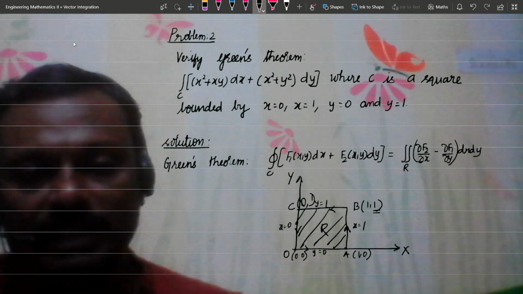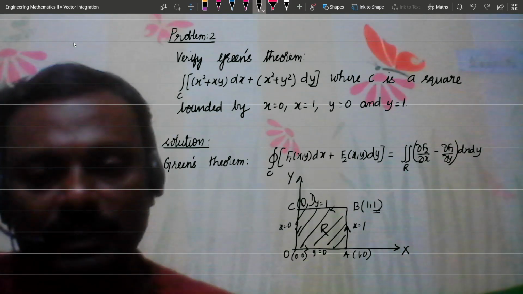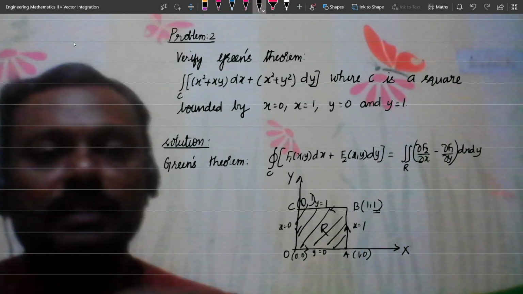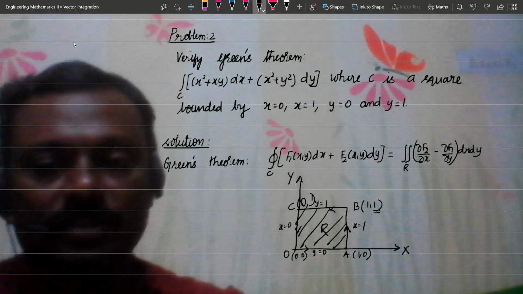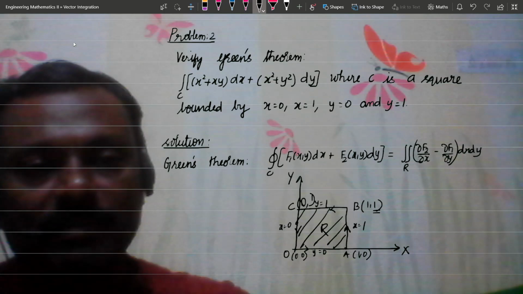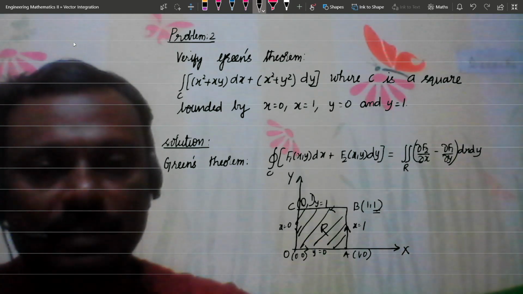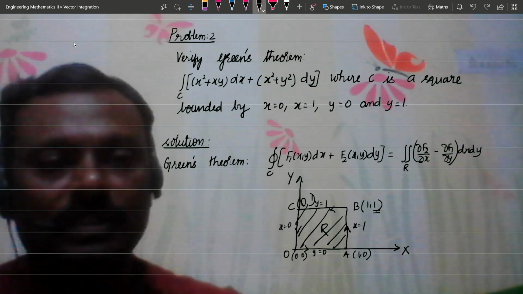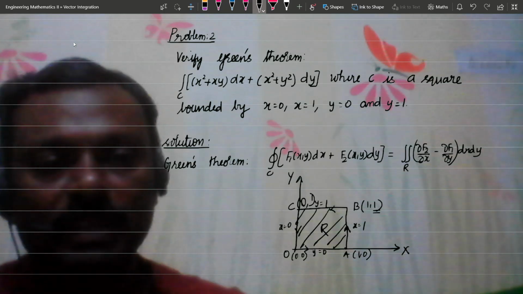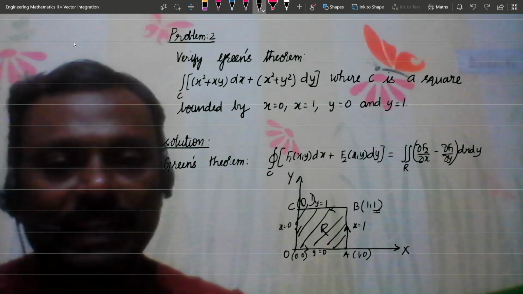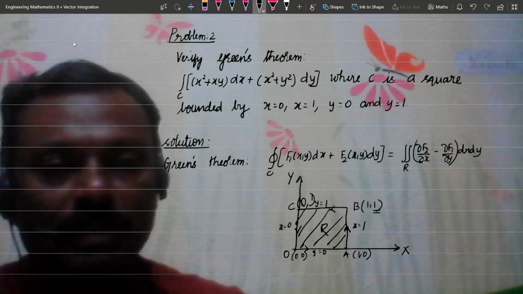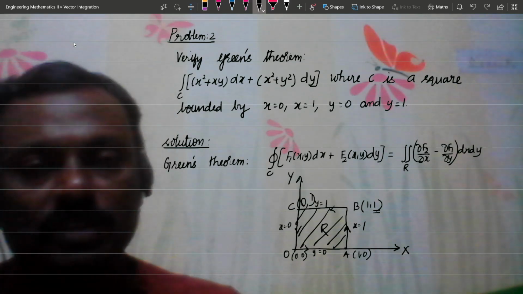In the previous lecture, we verified Green's theorem where R is a circular region. In this problem, we will be verifying Green's theorem where the region R is a square region. So the boundary is going to be 4 straight lines. We call them C1, C2, C3, C4.